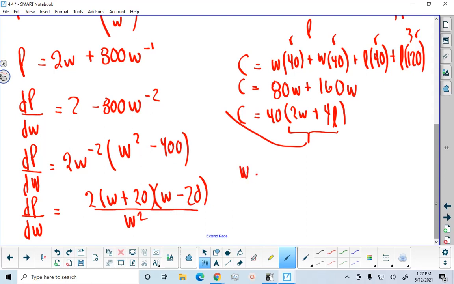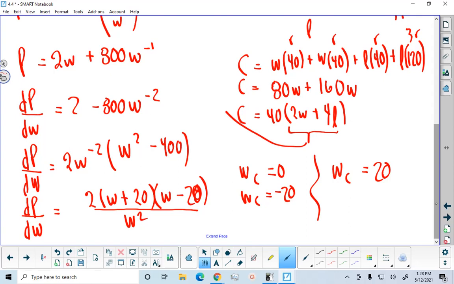3 critical numbers: 0, I don't think so. Negative 20, not a chance. The only critical number that's in our domain, which really means the only critical number that makes sense, is that W has to be 20.